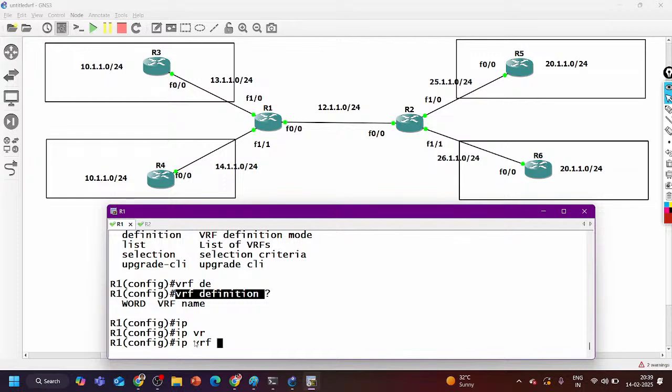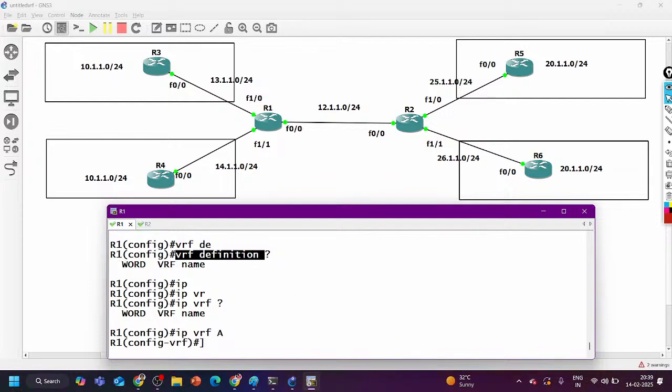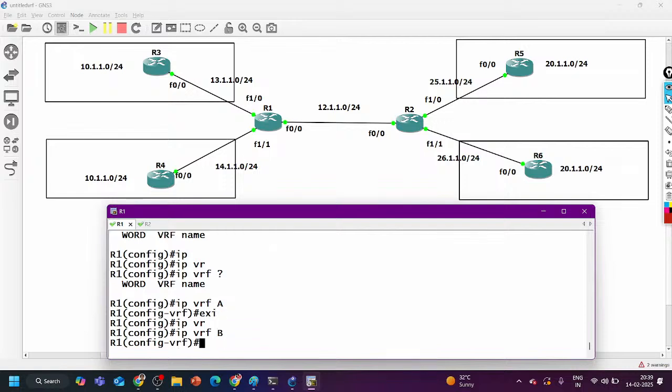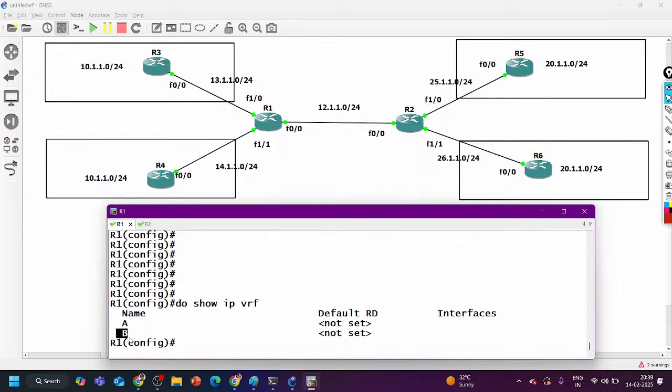If I am saying IP, guys, anywhere, IP OSPF means IP version 4 OSPF. IP means IP version 4. So ip vrf and then the name of the VRF. You can use any method to create the VRF. Let me create two VRFs here. Name of this VRF is, for example, A. And another VRF, ip vrf B. So how many VRFs are there now? 2. So do show ip vrf is the verification command. Here you can see how many VRFs there are: 2, names A and B.